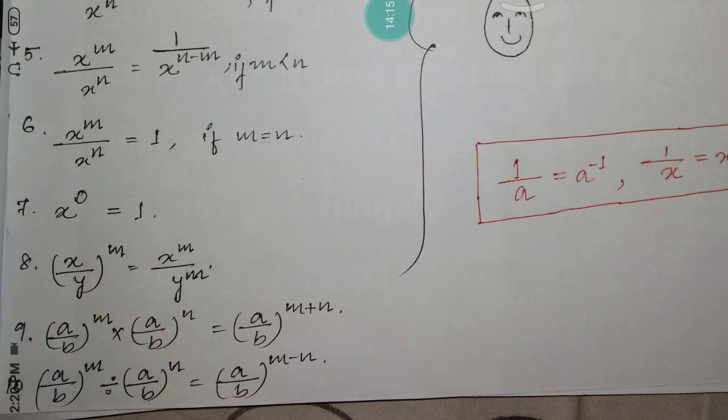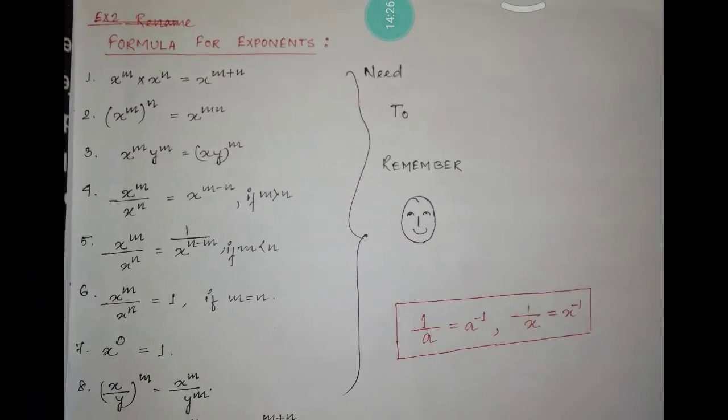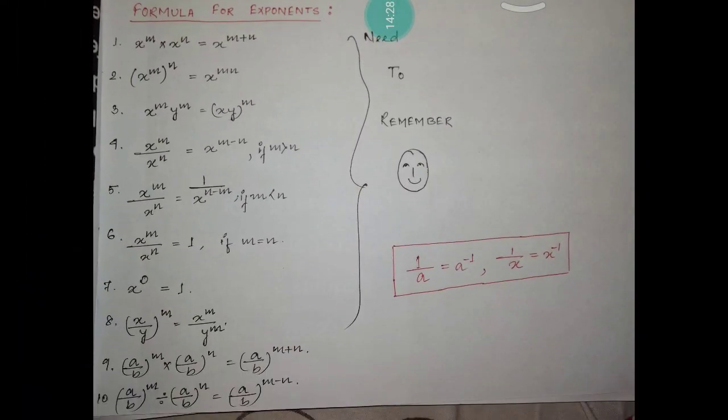Similarly, if division is given, then a by b power m divided by a by b power n will be a by b power m minus n. You have to remember all these formulas, otherwise you will not be able to solve exercise 2.